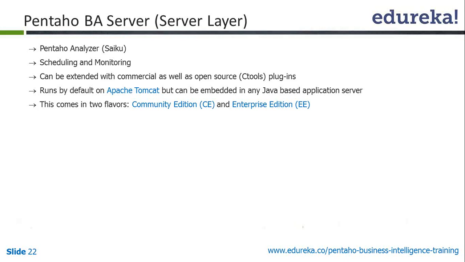Scheduling and monitoring: you can schedule your reports and monitor them. You can schedule them to run at a specific time and deliver to the business users through mail and so on. It can be extended with commercial as well as open source plugins. It runs by default in Apache Tomcat but can be embedded in any Java application server. This comes in two flavors, as we already discussed in the previous slide: Community Edition as well as Enterprise Edition.